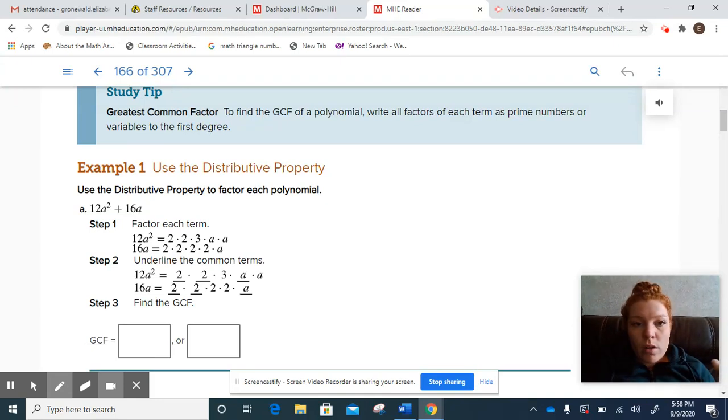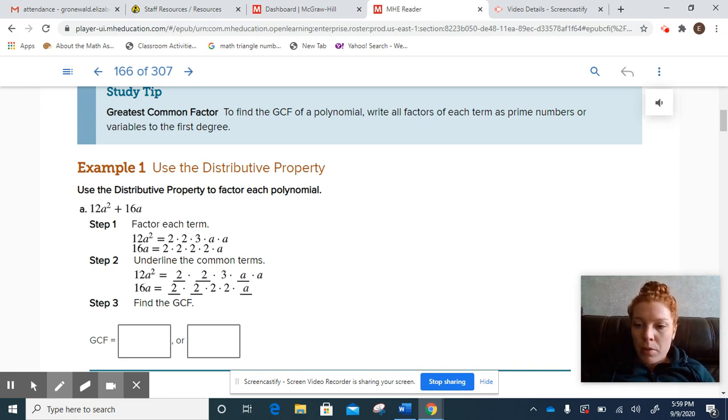So looking at example 1 on 10.5, the biggest thing that comes into play in this entire section is knowing what a greatest common factor is, or a GCF. A greatest common factor is when you can write all of the factors or the multiples of a certain number and variable into prime numbers.